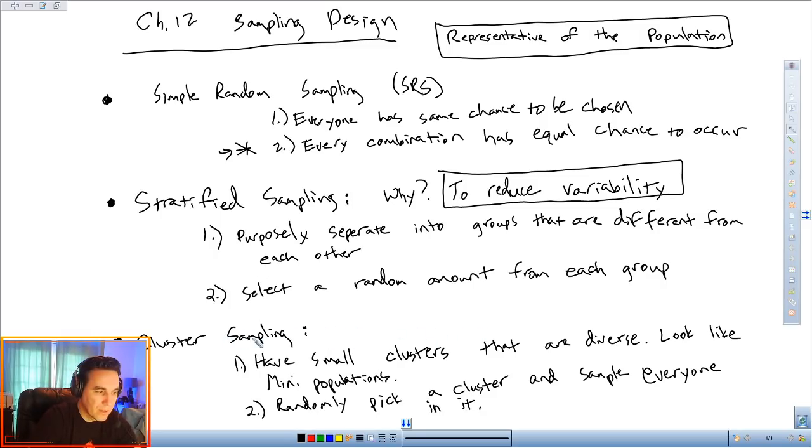So remember, cluster, main thing, they are very diverse groups. They are mini populations. Think of Austin Powers and Dr. Evil and Mini-Me, right? They are mini populations, and it doesn't matter which one we get then. So there's your main sampling designs review for chapter 12.